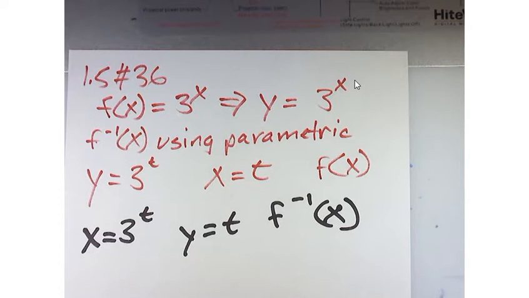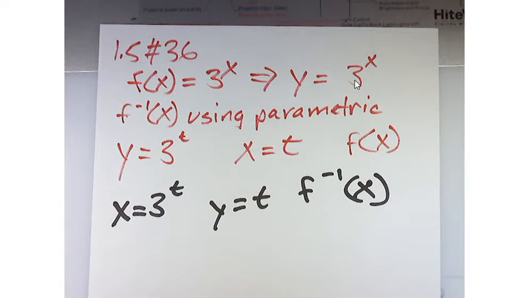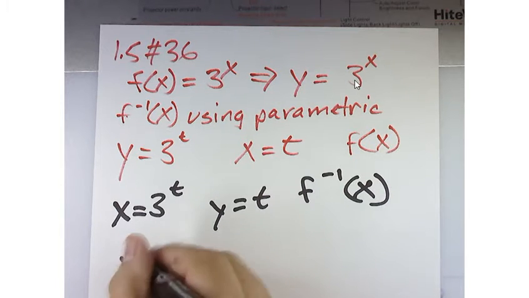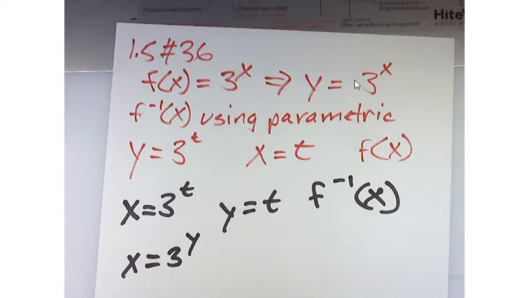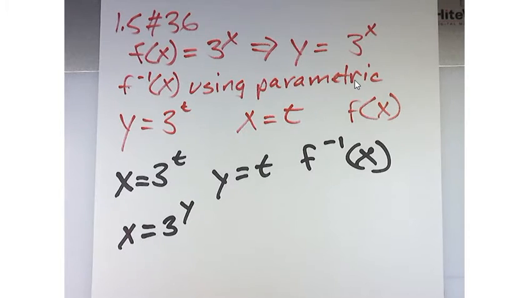And if that's the case, I could make it a Cartesian equation again. I could say x equals 3 to the y. Could do it that way, right? But I want to graph that to verify it. So here we do it a little differently.